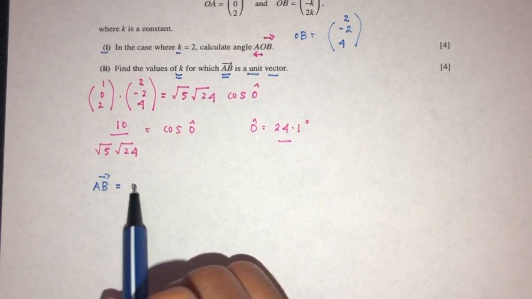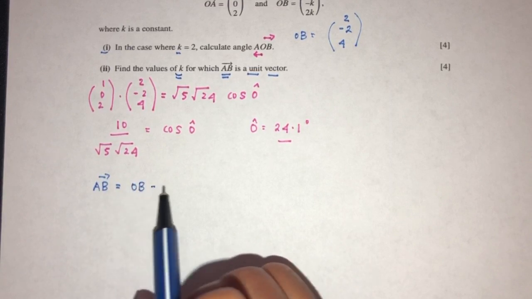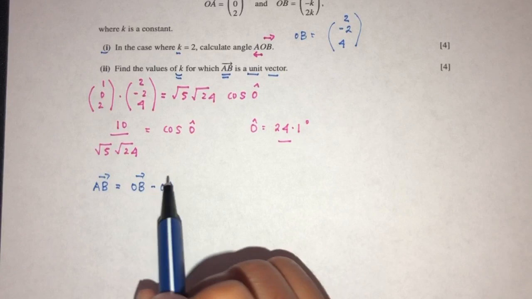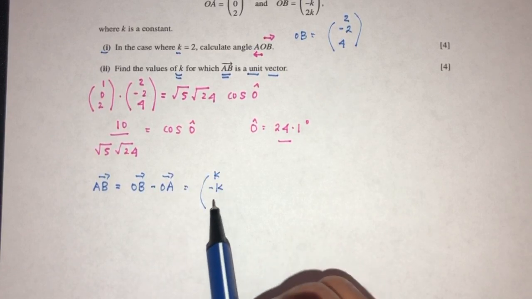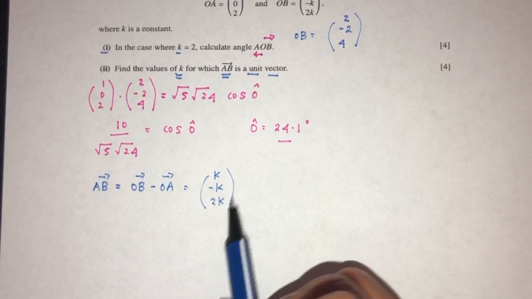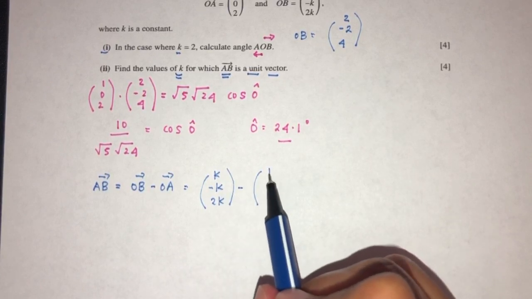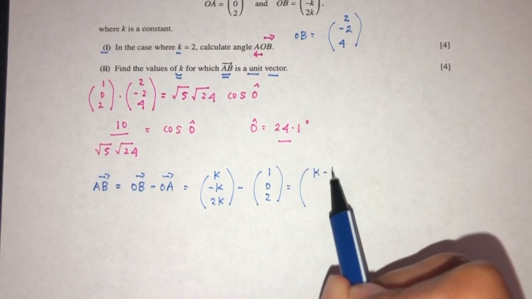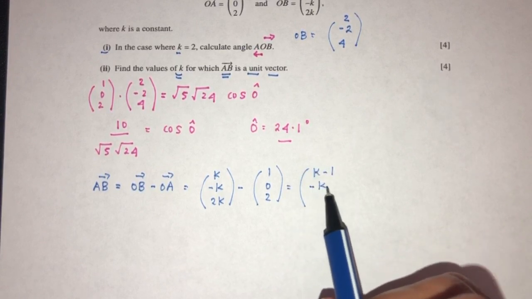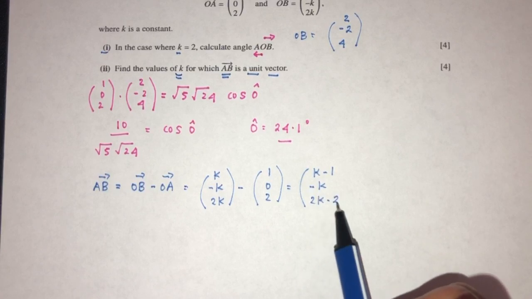AB will be OB minus OA. So OB will be (k, k, 2k), minus OA, which is (1, 0, 2). That will give you (k minus 1, k, 2k minus 2).